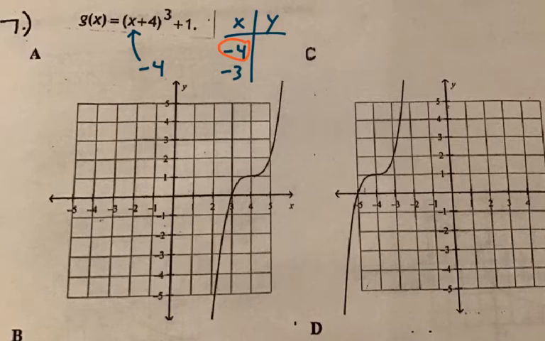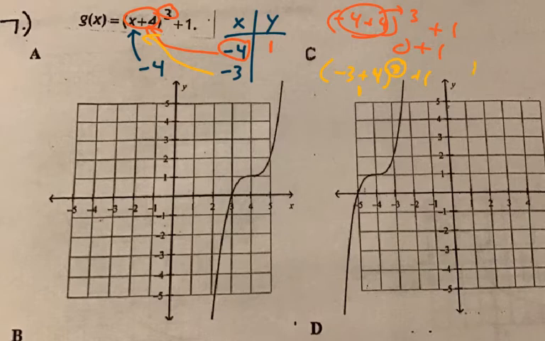Okay, starting with negative 4, we're going to put it right in there. And negative 4 plus 4 is 0. 0 cubed. I better show my work over here just in case. So I plugged in the negative 4. We know that's a 0. 0 cubed is still 0. Plus 1 is 1. Let's just do one more just to make sure. We're going to plug in the negative 3, right? So we have negative 3 plus 4 cubed plus 1. Negative 3 plus 4, sorry, is 1. Cubed is 1. 1 plus 1 is 2.